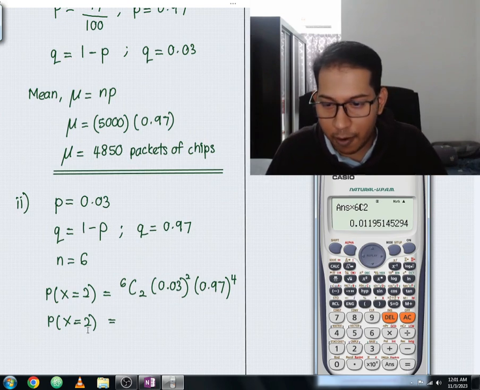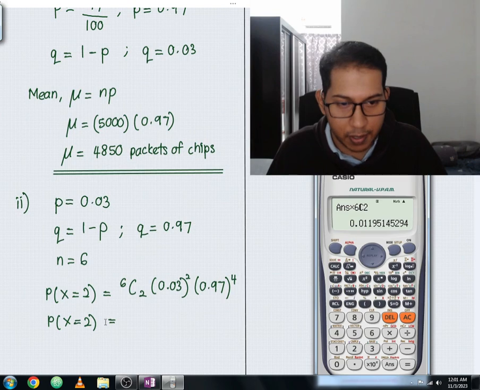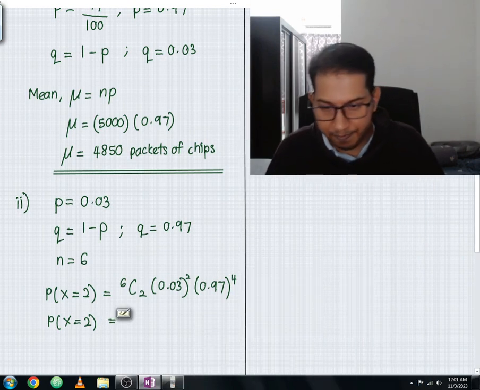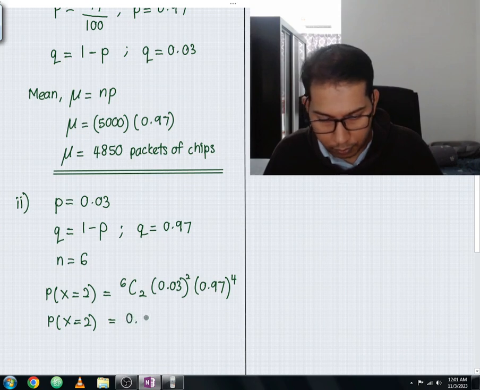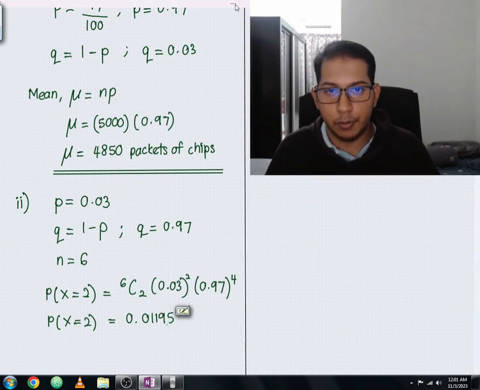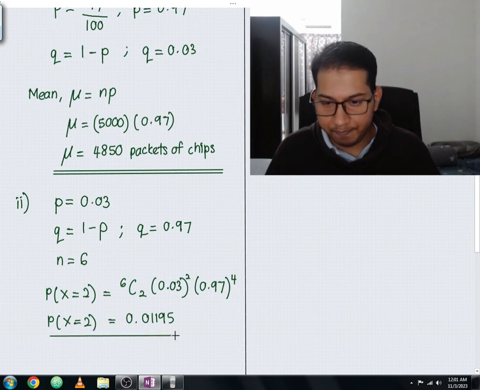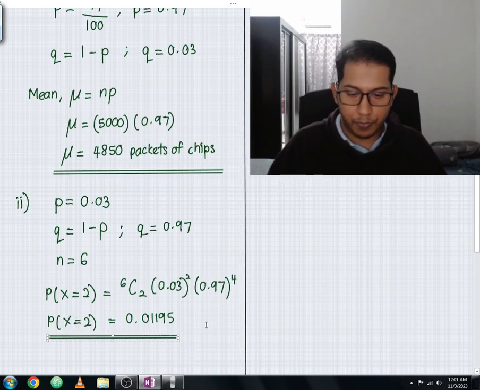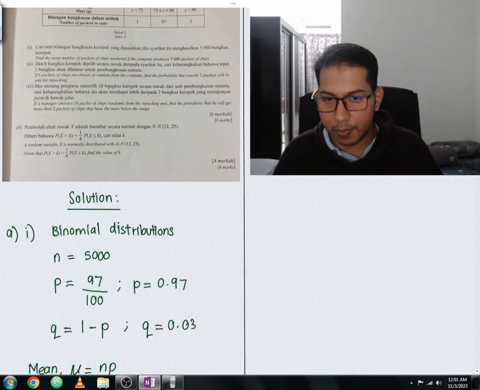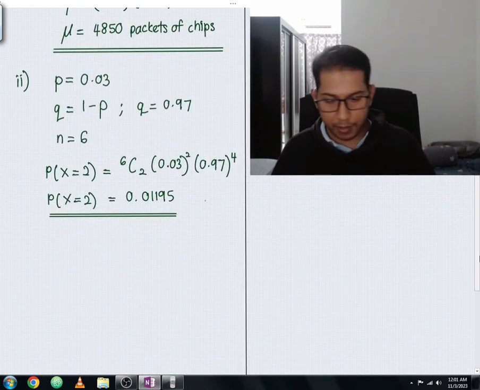So from here we get our probability x equals 2 is equal to 0.01195. So this is the answer for question A, part 2. So let me underline this. Okay, so we're done with question A, part 2. Let us proceed with our discussion for question A, part 3.